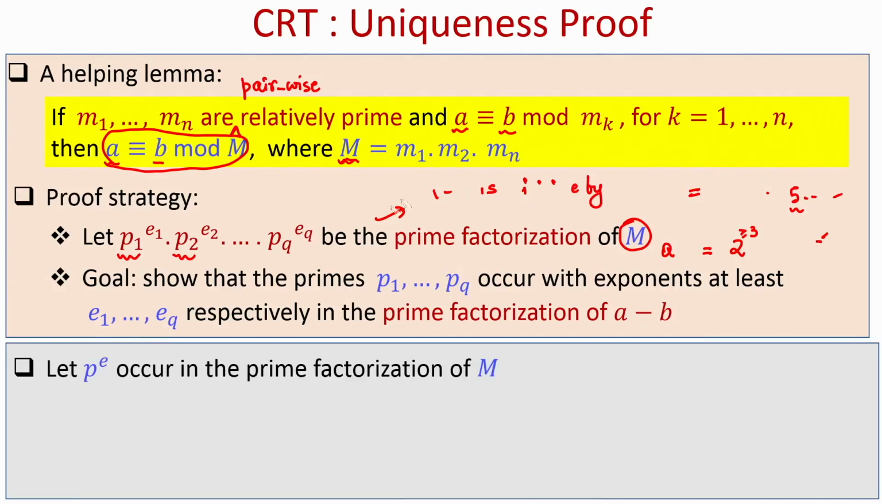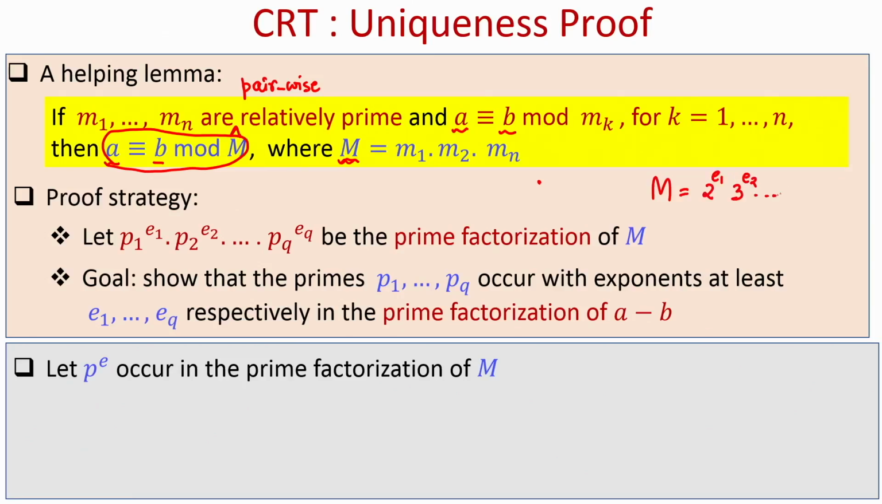So, let us consider an arbitrary prime factor of the bigger modulus m, and suppose it is appearing with power e in the prime power factorization. That means, m is equal to 2 power e1, 3 power e2 and so on, and some p power e and so on. So, I am taking an arbitrary prime which is appearing with some power in the prime power factorization of m. I have to show that the same power at least is also present in the prime power factorization of a minus b as well, right.